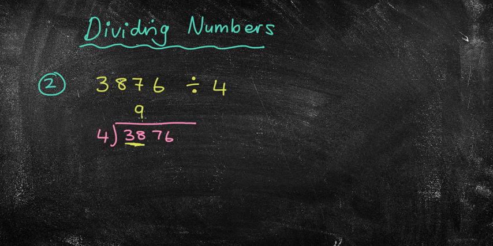Well, 9 4s are 36, which means there would be 2 left over. How many 4s go into 27? Well, 6 4s are 24, 7 4s are 28. Okay, so it's got to be the 6. 6 4s are 24, which means that there are 3 left over. How many 4s go into 36? Well, 9 goes in exactly. Therefore, the answer to my problem is going to be 969. Okay, and that goes in evenly, as you can see. So 2 relatively easy ones to start off with.